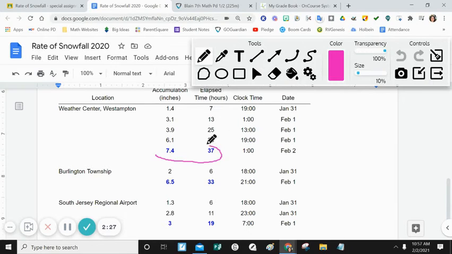So for the Weather Center, you're using 7.4 inches accumulation over 37 hours worth of time. For Burlington Township, you're using 6.5 inches over 33 hours. And then for the airport, you're going to use 3 inches over the course of 19 hours of the storm. That data is what you're going to use to calculate the rate.